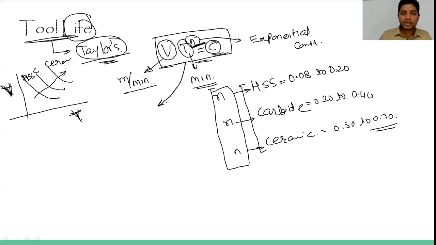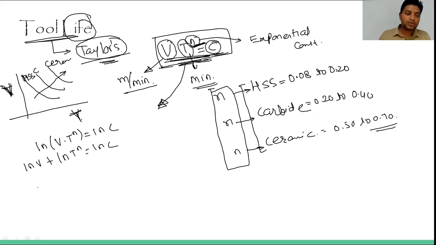There is one more way to solve this graph, because sometimes we use it as a linear relationship rather than a curve. How does it become linear? When you take ln on both sides, the equation becomes ln of V into T raised to n equals ln C. Now ln of a into b is ln a plus ln b. So this will be ln V plus n into ln T equals ln C. Rearranging, ln V equals minus n into ln T plus ln C.